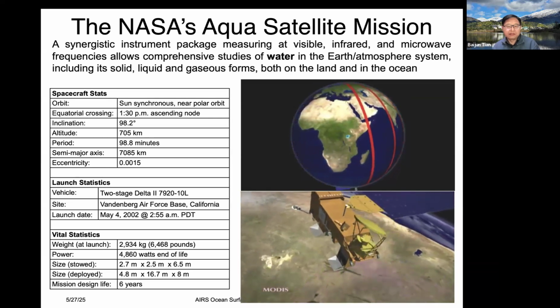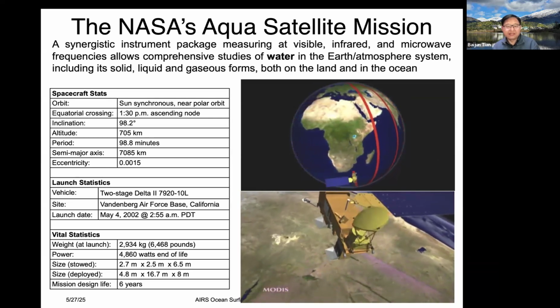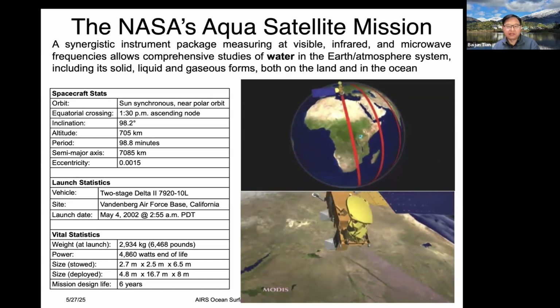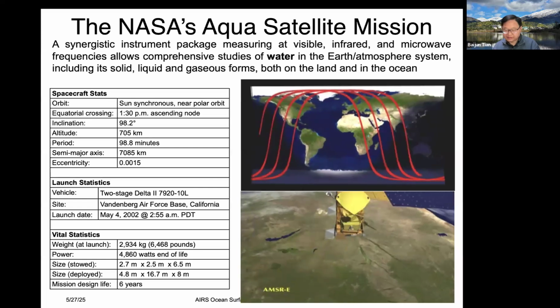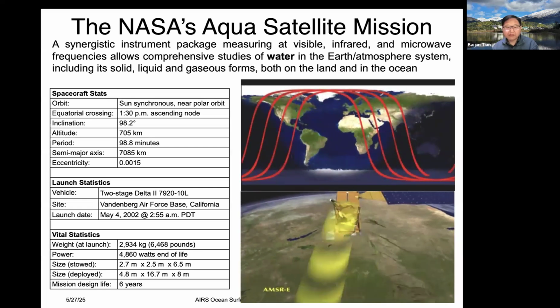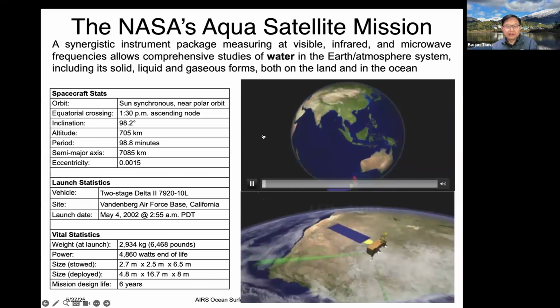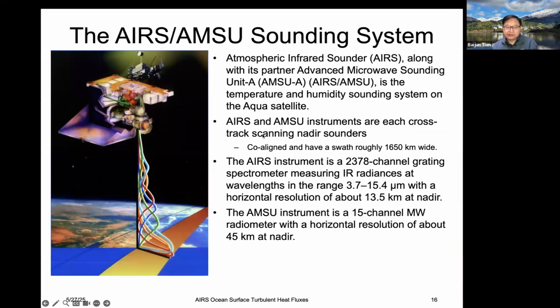basically measure all the water-related variables, such as solid, liquid, gases, phases of water, both over the land and the oceans. And AIRS, the so-called AIRS/AMSU sounding system. AIRS means Atmospheric Infrared Sounder, along with its partner instrument, the Advanced Microwave Sounding Unit, AMSU. AMSU is a temperature and humidity sounding system on the Aqua satellite.